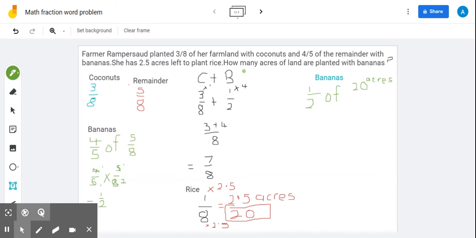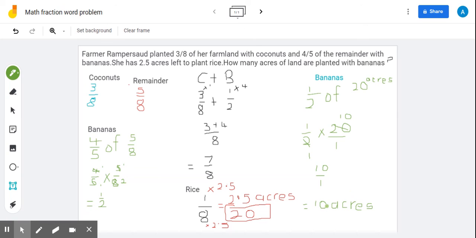So now we can answer the question, how many acres of land are planted with bananas? So we know that half of the farmland was planted with bananas, and we know the entire farmland is made up of 20 acres. So we can find out what is half of 20 acres. So half of 20 acres would be equal to 10 acres. Therefore, 10 acres of Farmer Rampersad's farmland was planted with bananas.